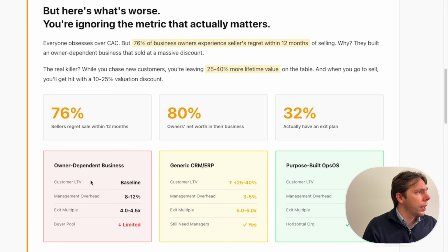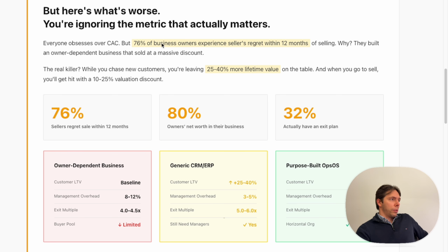But worse is ignoring the metrics that really matter. Everyone obsesses about CAC, but 76% of business owners experience seller regret within 12 months of selling. Why? Because they built an owner-dependent business that sold at a massive discount. That makes sense. If you sell a business that depends on you, there's going to be more risk of drain. So the real killer is, while you chase new customers, you're leaving 20 to 40% more lifetime value on the table. And when you get to sell, you take some discount on that value.